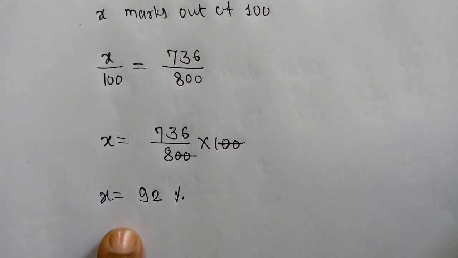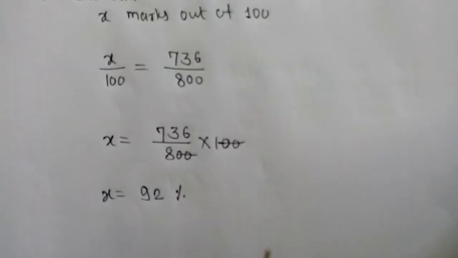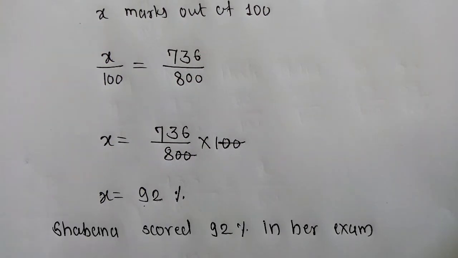What is this x? X is marks out of 100. Means Shabana scored 92% in the exam. So here we can write, Shabana scored 92% in her exam. This is our answer. Now we will see example number 2.